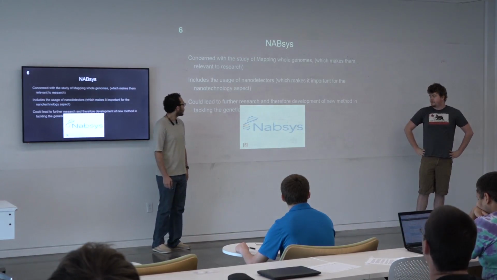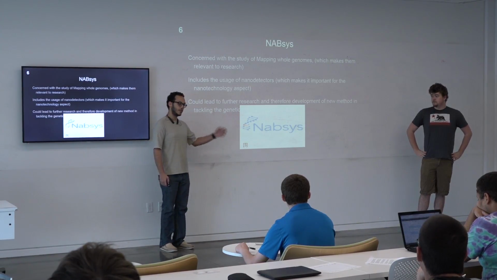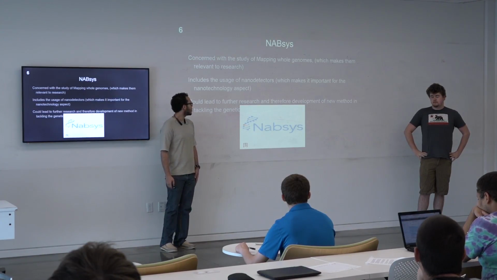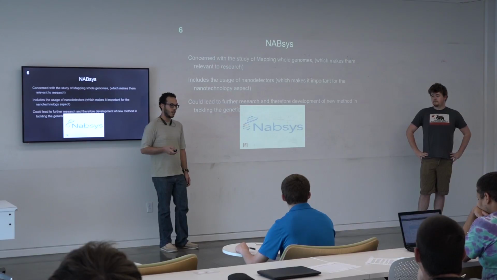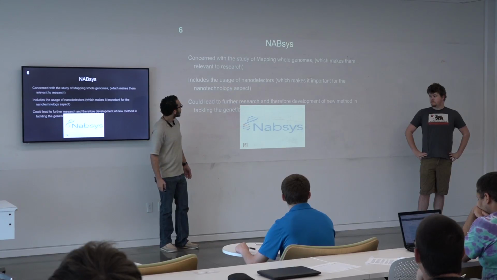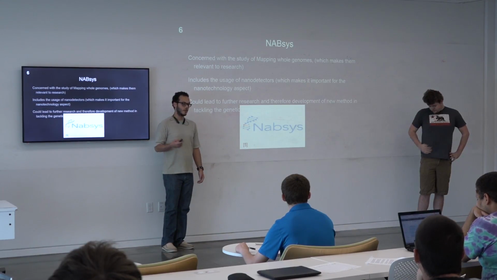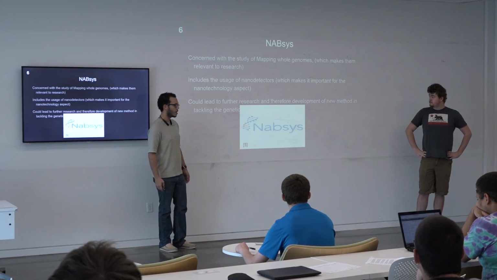And so also we have this company called Napsys. Now this company is particularly important because it involves our major, which is nanotechnology. It involves the usage of nanodetectors. What this means is it uses a process in which it analyzes strands of DNA, and it's really fast, and that's why it's well known. It also maps whole genomes, which makes it relevant to research again if we are going to tackle the genetic aspect of crystalline and the causes of cataracts. And it could lead to further research and funding, hopefully, for the future.